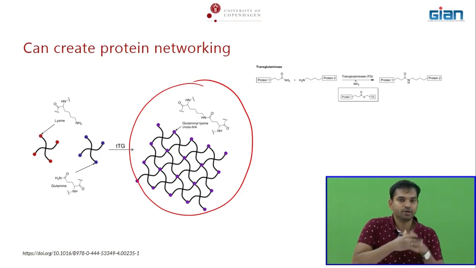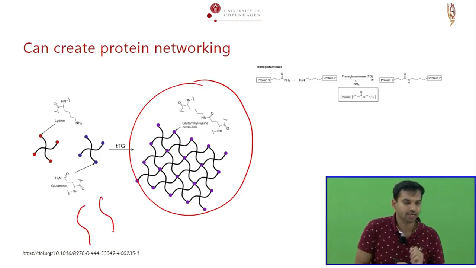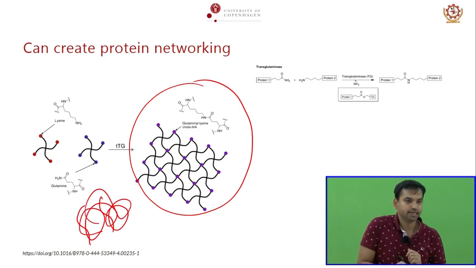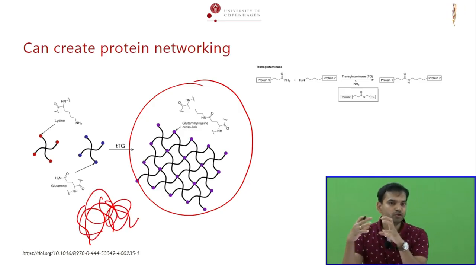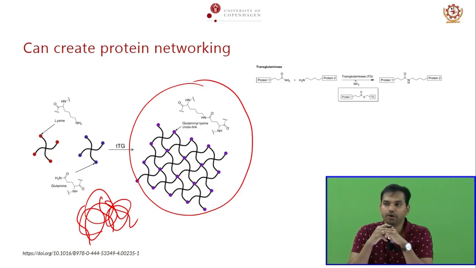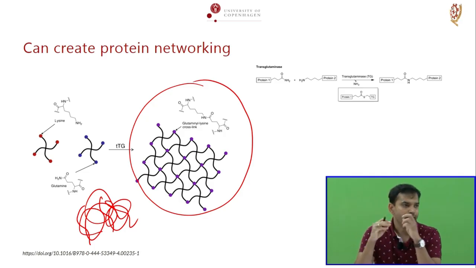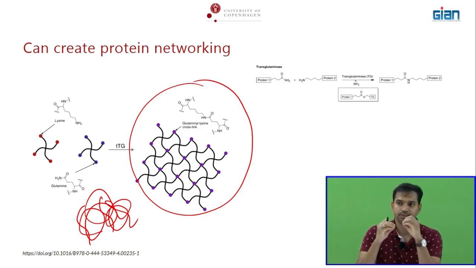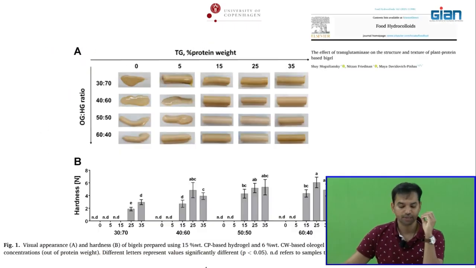Multiple proteins can be cross-linked together. They were individually like this one. Now they cross-link each other and you get a new structure, intermolecular cross-linking of protein. It's a very important reaction. It gives fantastic functional properties.